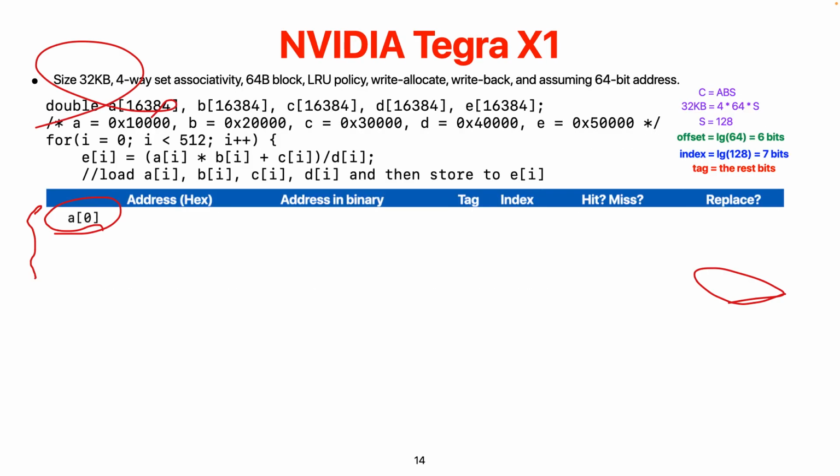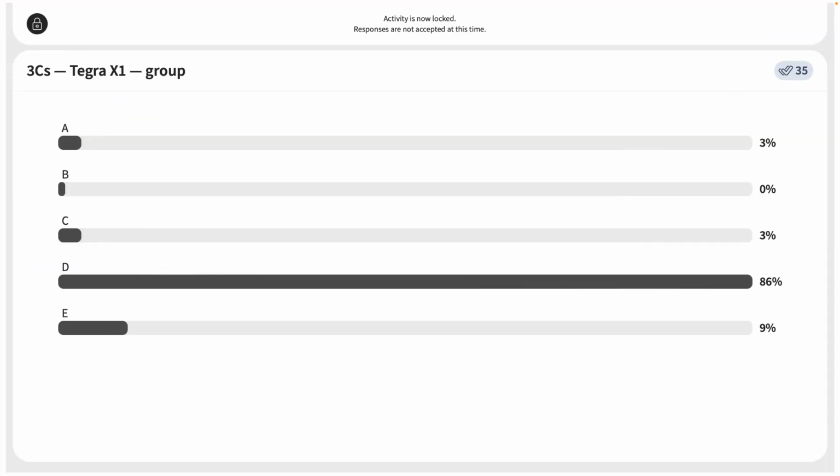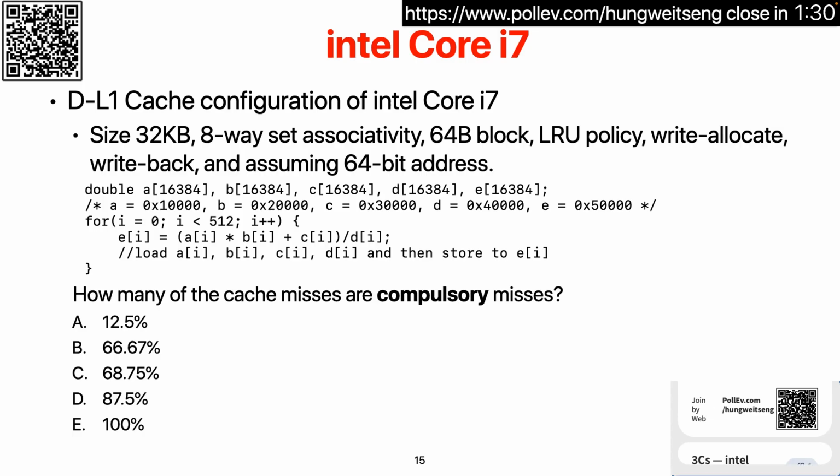Until when? Until we reach A8, right? So that's what's happening here. 7 out of 8 are conflict misses, so that's why it's 87.5%. So now, how about our new friend, the Intel Core i7? This should be 48 kilobytes, 12-way, but that doesn't affect the answer too much.